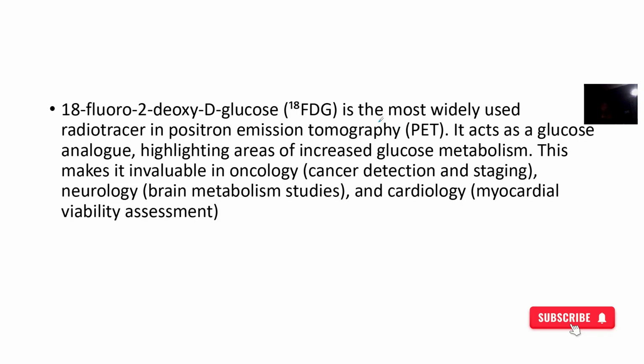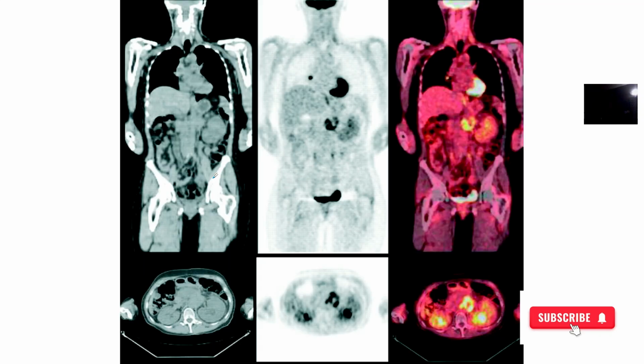It's actually the most widely used radiotracer in positron emission tomography. It acts as a glucose analog, so it will highlight areas of increased glucose metabolism. This makes it very important in cancer work. Okay.